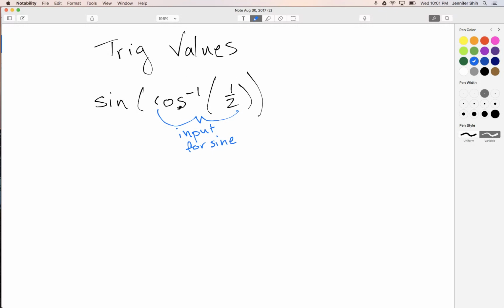The -1 means an inverse, and it undoes the cosine function. It's kind of like log functions undo exponential functions; cosine inverse functions undo cosine functions. So to release the thing in the parentheses, you have to figure out what angle, in radians, has a cosine of 1/2. In calculus, we're only working in radians.